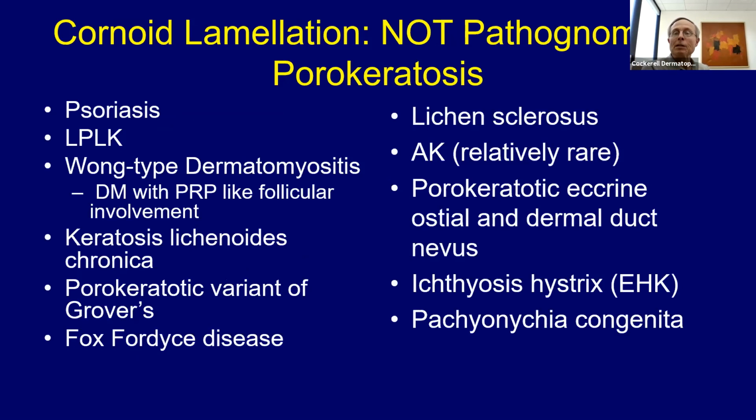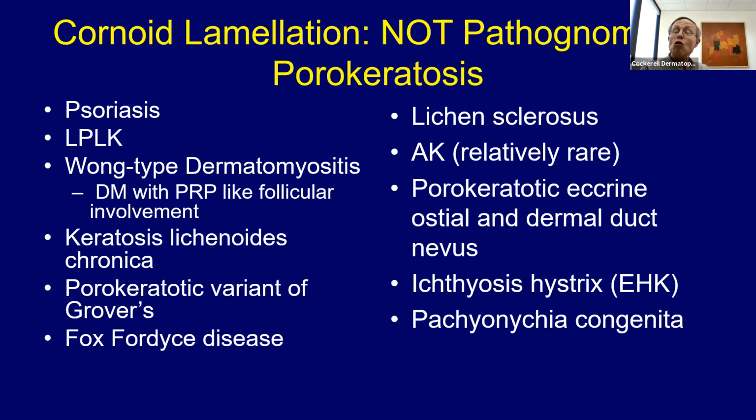Cornoid lamellation. So we talk about reaction patterns like spongiosis, like FAD, epidermolytic hyperkeratosis. Well, cornoid lamellation is yet another one of those. So sometimes you see it in psoriasis. Sometimes you see it in an LPLK. Wong type dermatomyositis. You guys heard of that before? The Wong type? Okay, so if you haven't heard of it, go back and bone up on it a little bit. It's dermatomyositis that looks like PRP with follicular involvement. Wong type dermatomyositis, relatively rare.